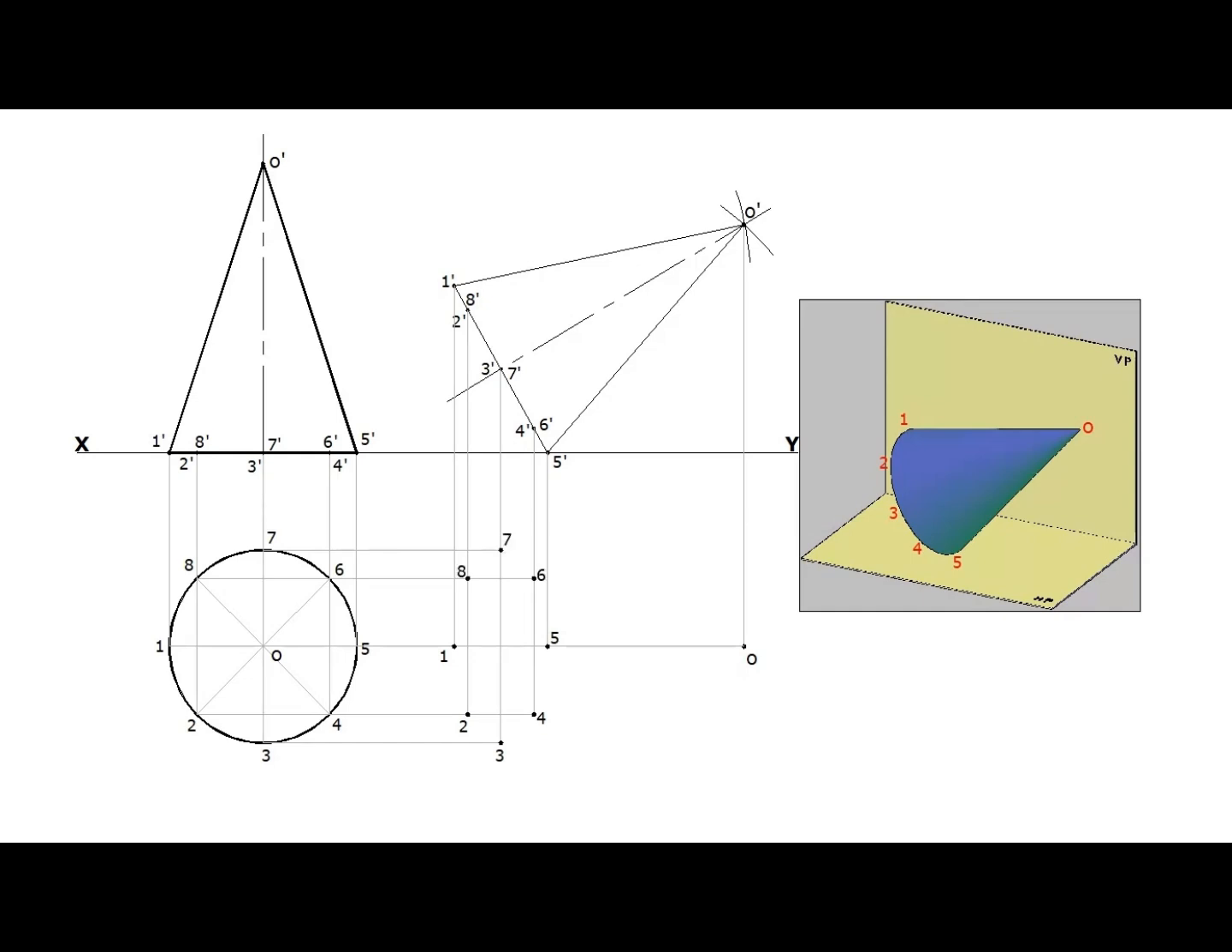The circular base can be seen as an ellipse in the plan. That itself, only the outer half will be visible. The inner half is invisible, hence should be drawn as dotted.